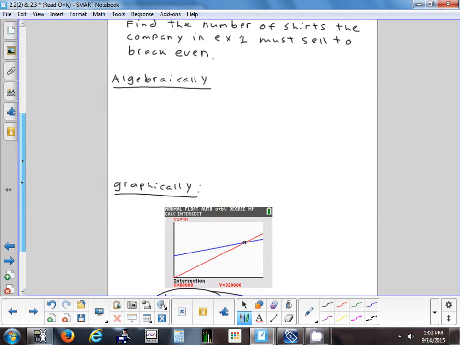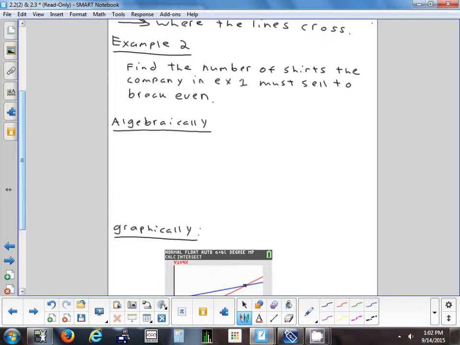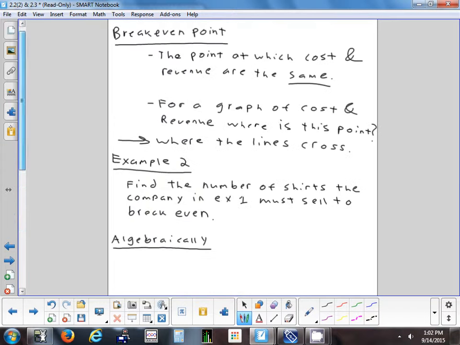Algebraically. What did we say? What's the definition of the break-even point? It's where the two lines intersect. Well, for now, let's not use graphs because we're going to do it with algebra. Wouldn't it be the two equations are equal to each other? Yeah, it's where the cost equals the revenue. It's the point at which the cost and the revenue are the same, or where they're equal.